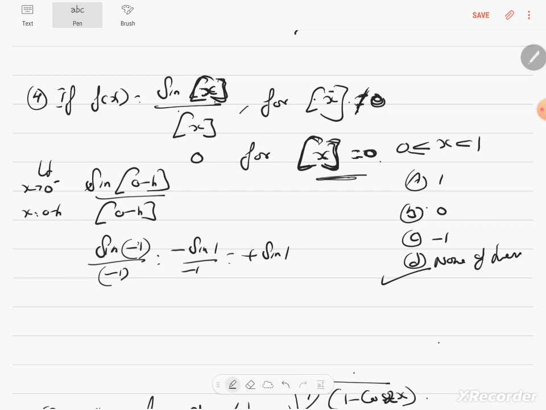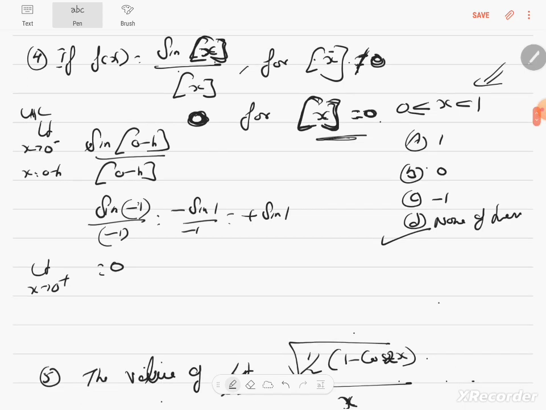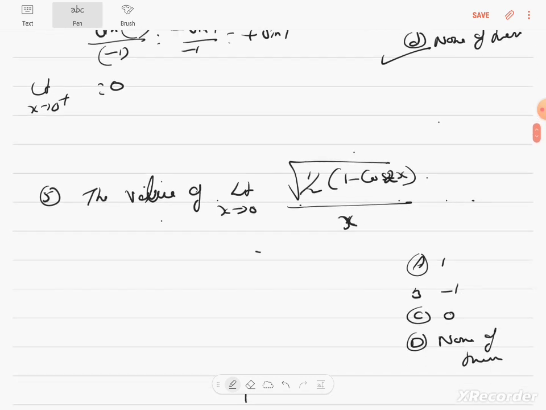We don't have any of these as the answer, so none of these is the right answer. But let's do the right. This is about the left hand limit. Let me do the right hand limit. X tends to 0 from the right. You don't have to work it out, because straight away it is 0. The right hand limit is 0, but the left hand limit and the right hand limit are not tallying, so none of these is the right answer. The limit does not exist. So let's go to the next question.